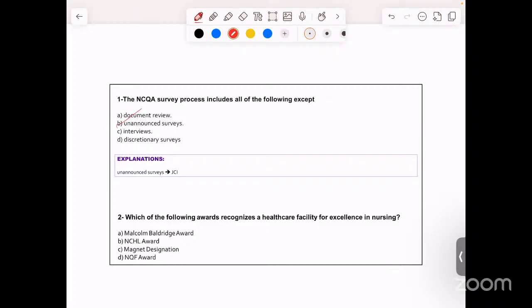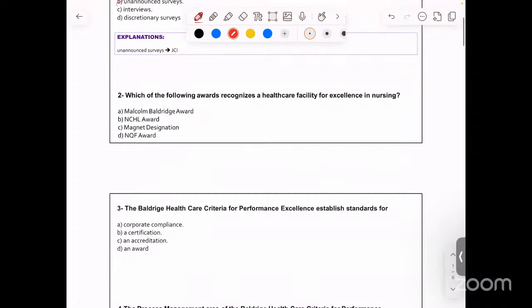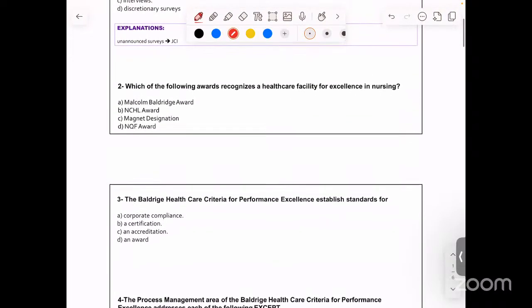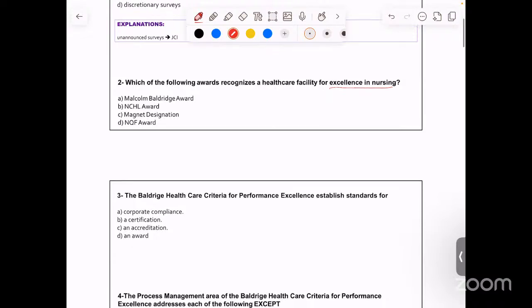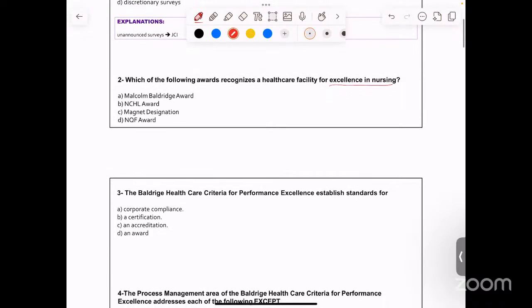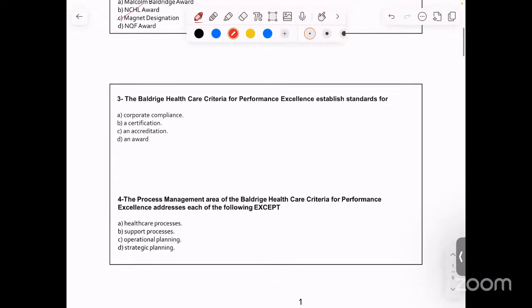Number 2. Which of the following awards recognizes a healthcare facility for excellence in nursing? We have A, Malcolm Baldrige Award; B, NCHL Award; C, Magnet Designation; D, NQF Award. When we say excellence in nursing, it is linked to magnet designation.